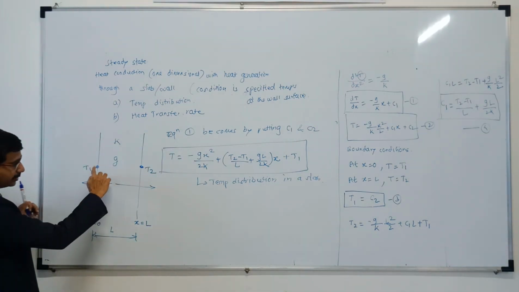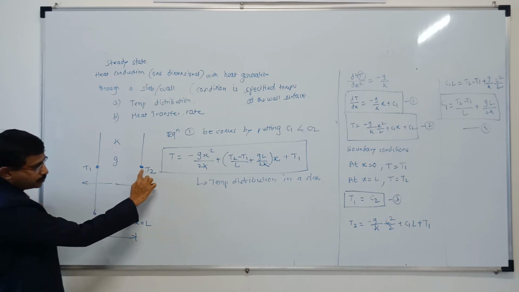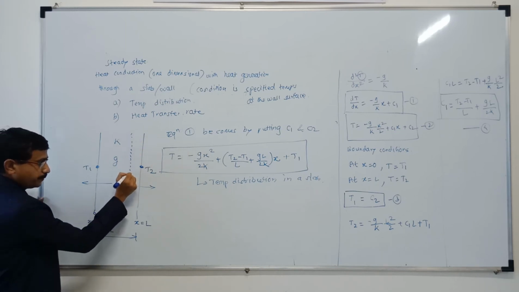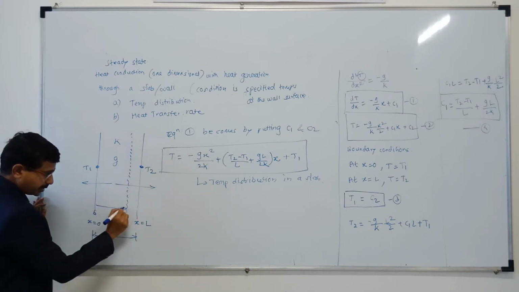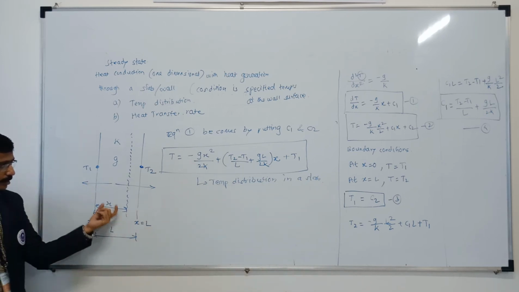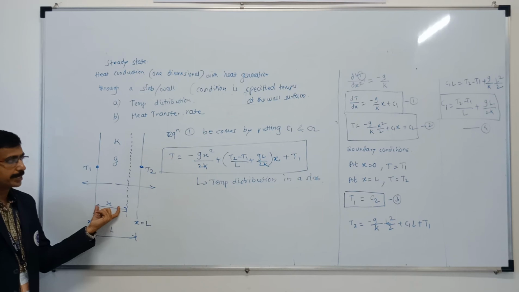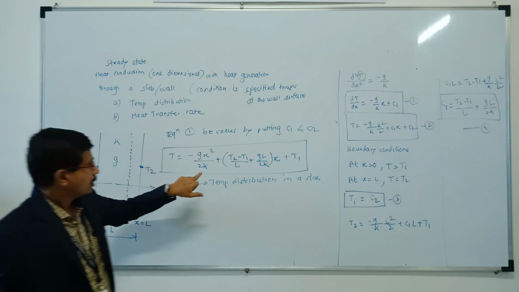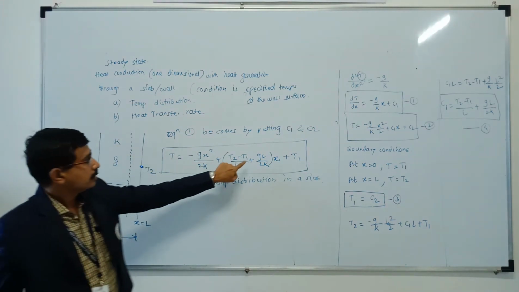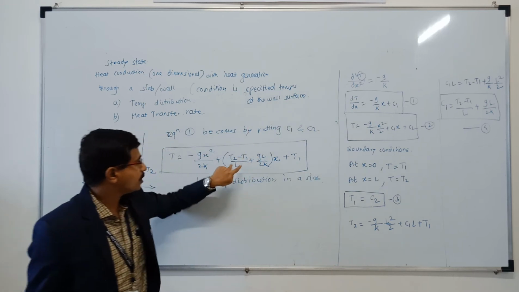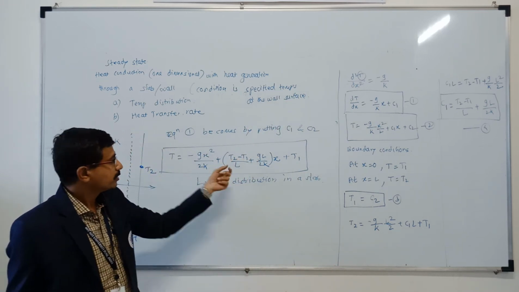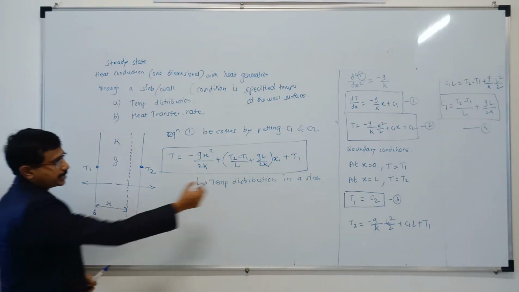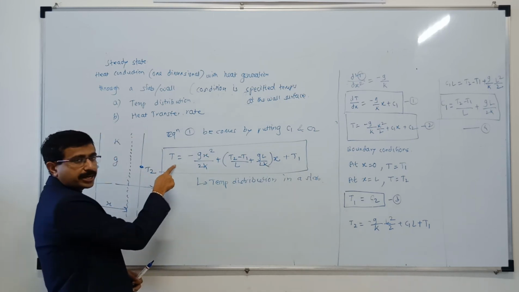For example, at this point I know temperature T1, at this point the temperature is T2, and I want to calculate the temperature at this position, which is at a distance of, let us say, some value of x. So put that value of x here. You know G is given to you, thermal conductivity is given to you, temperatures are specified on the wall. So T1 and T2 are also known to you, thickness of the wall is known to you. So this equation is going to be used. Just give the value of x, put it here, you will get the temperature at that point.